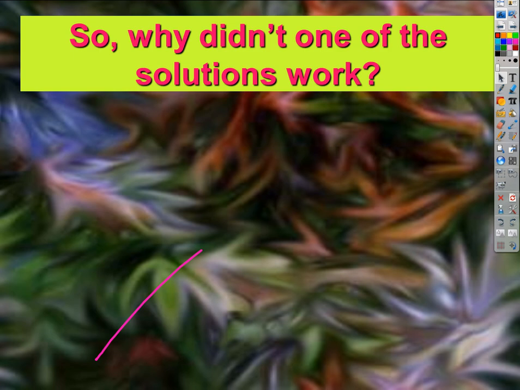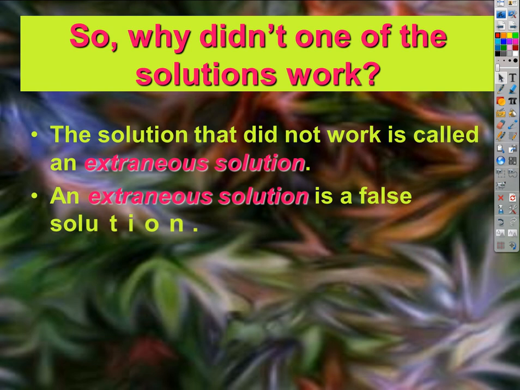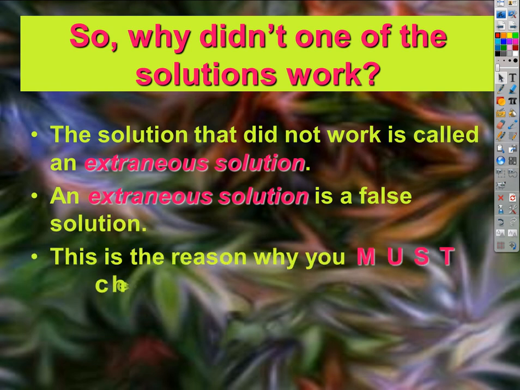So why didn't one work? Well, we basically already covered that. Extraneous solution, a false solution. Whenever we take both sides to a power, we could get those. So that's it for chapter 7.